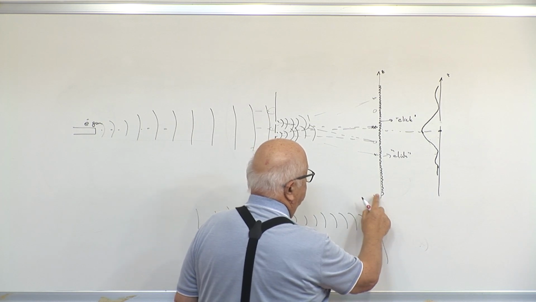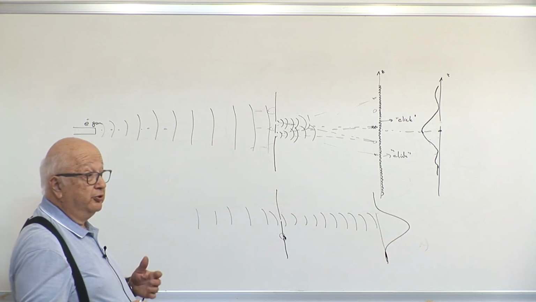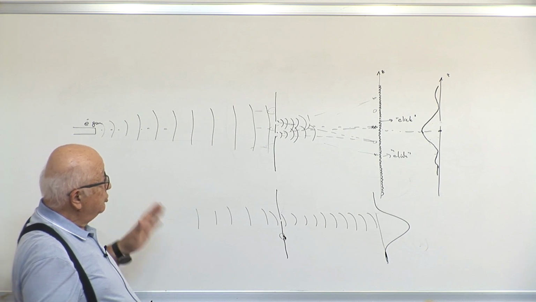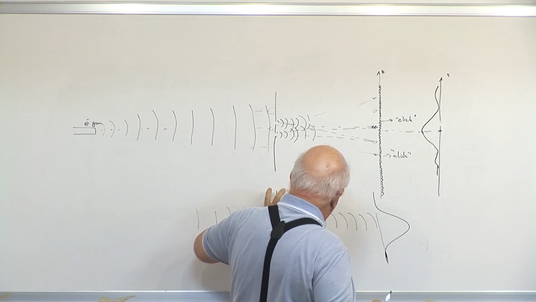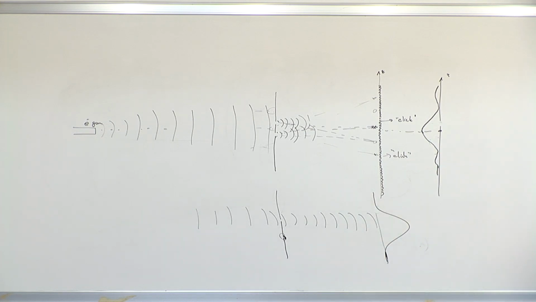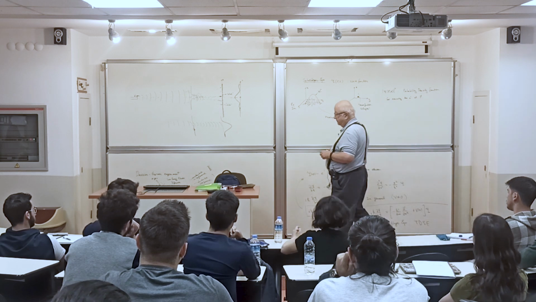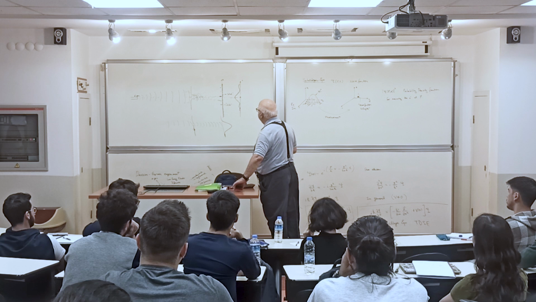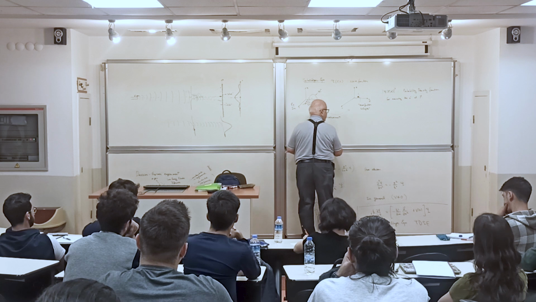Okay, so let me draw this in this direction. It's just going to be something like that. So it's not going to be interesting. So the fact that you are trying to measure or trying to figure out which slit the electron went through interferes with the experiment. So you have to keep that in mind. All right, so let's move to another experiment.